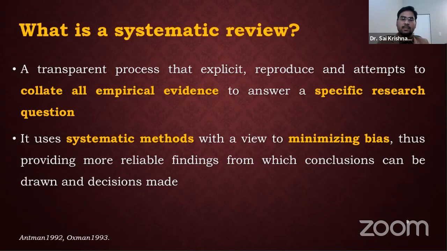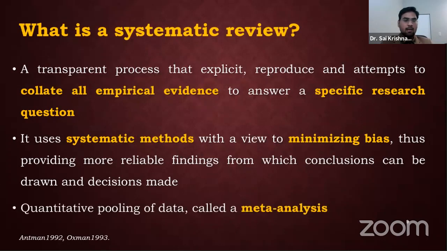So it uses systematic methods with a view of minimizing bias, and thus provides more reliable findings from which conclusions can be drawn and decisions can be made. And then meta-analysis: if you pool the data of a systematic review in a quantitative way, it is known as a meta-analysis. Meaning a systematic review is mostly a qualitative review, and it just deals with qualitative aspects of the evidence or the literature. If you pool that data in a quantitative way, that is known as meta-analysis. So a systematic review is the first step, followed by a meta-analysis. But it doesn't mean that every systematic review must have a meta-analysis, but every meta-analysis should have a systematic review. I hope the concept is very clear.